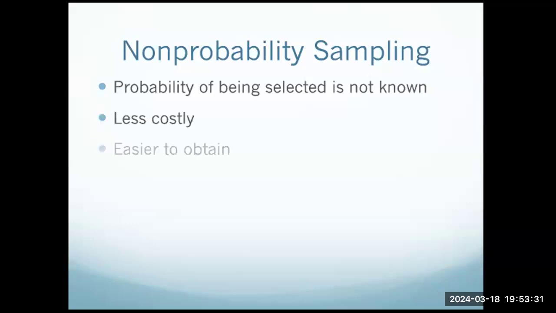It is less costly, it's easier to obtain. There is a threat to external validity here because it's harder for us to make sure we get a representative sample when we're doing non-probability sampling. So let's talk about the different types of non-probability sampling.